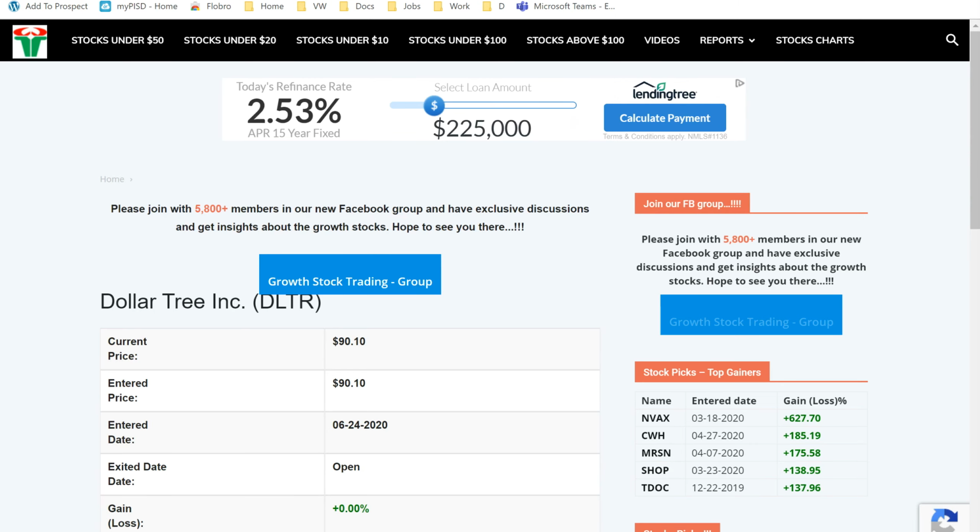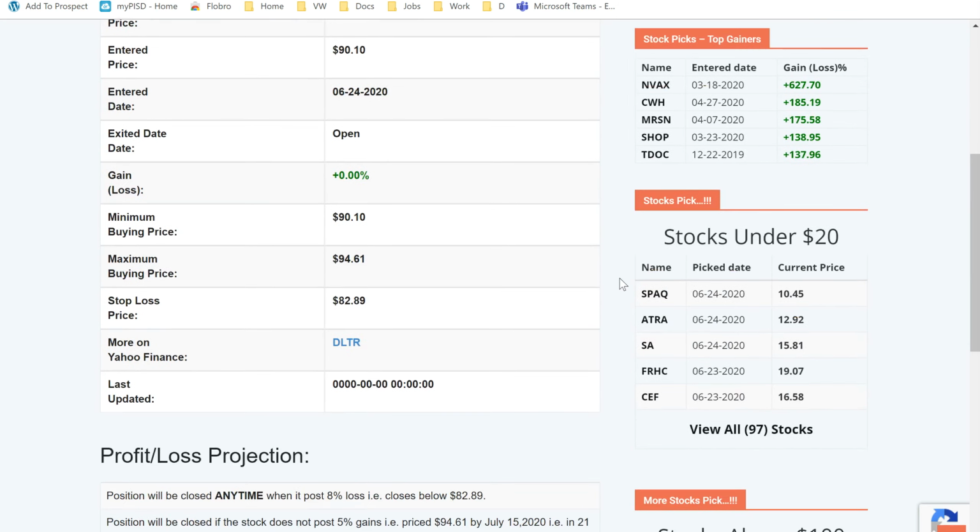So let's take a look at its tracker real quick for Dollar Tree. It is added to the tracker today at the price range of $90.10. The added date is today. So the maximum buying range is 94.61, which is 5% from the minimum entry price. That is our maximum entry price.